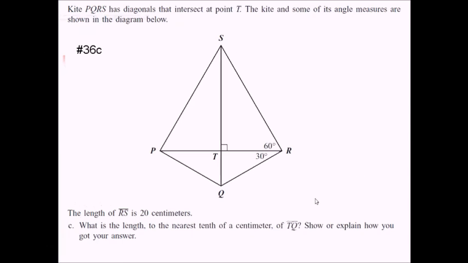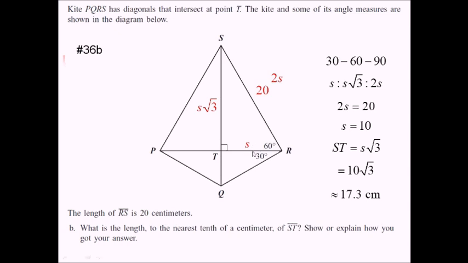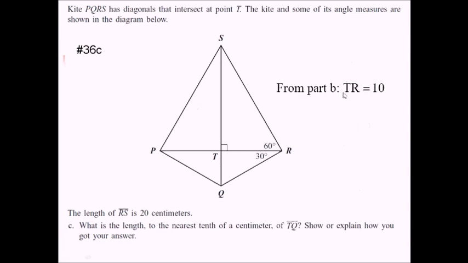For part C on this one, they want the length to the nearest tenth of a centimeter of TQ. So this is another 30, 60, 90 kind of situation here. Now, we know from problem 36 part B that this side over here had a length of 10, because that's what s was, and this was the s side on that last problem here. s was 10. So I'm going to put in from part B, TR equals 10, because we need one side of this triangle to find any of the other sides.